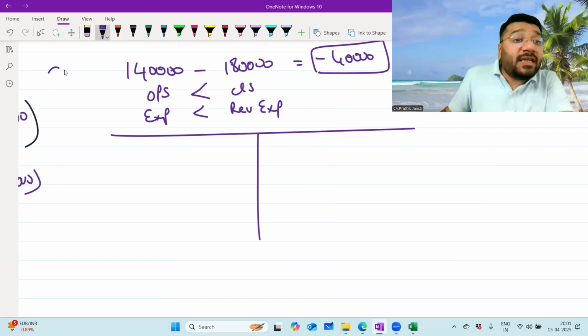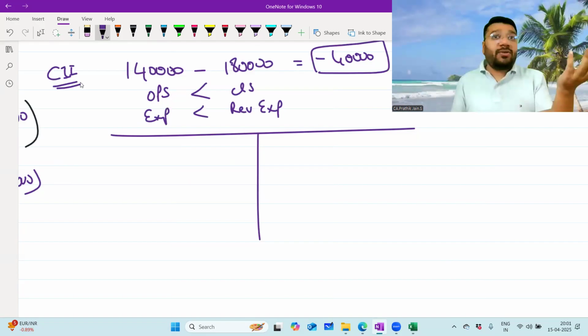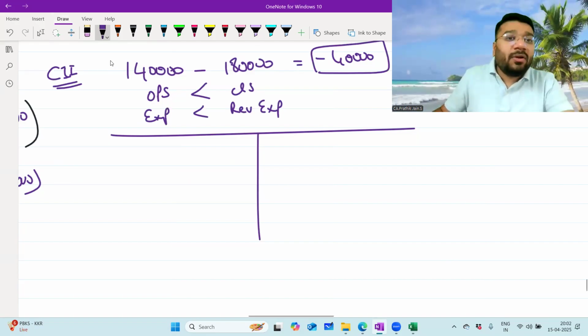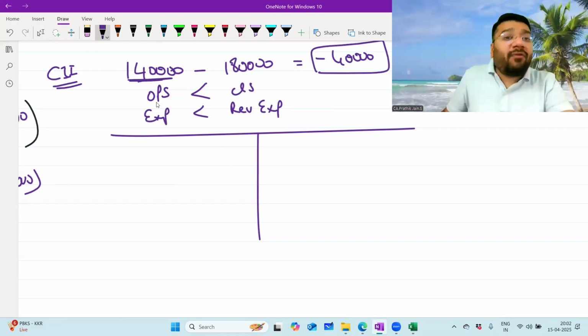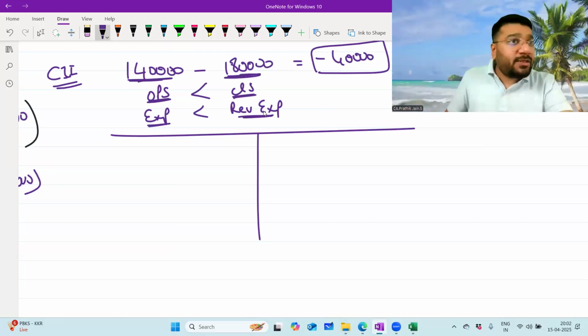I'm explaining from one point of view, the change in inventory point of view. I can explain this from the trading point of view also, but that is a separate view. Both views I'll give you. As per the change in inventory concept of Schedule 3, opening stock is 140, which is of the nature of expense. Closing stock is 180, which is of the nature of reversal of expense. Are you able to understand this point?